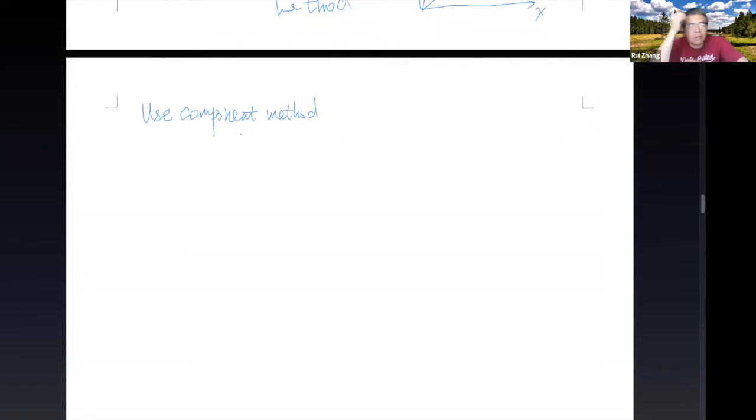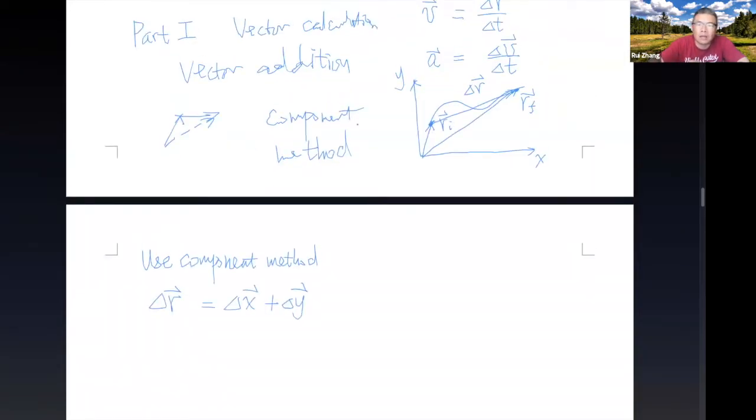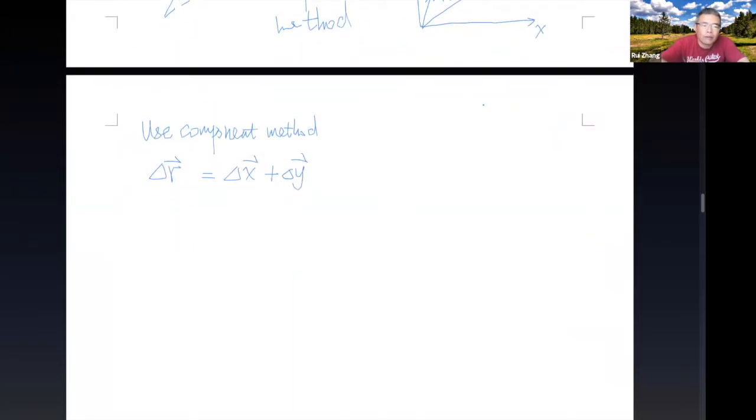So this component method here serves for us as a way to look at a two-dimensional problem. So what do we mean by that? For example, if you look at the displacement delta R, you can write this as the sum of the displacement along the x direction and y direction. These two are like the two components of the displacement, right? So see, here is your delta R. If you have delta R like this, you can look at their components separately. This is going to be your delta x. This is going to be your delta y.